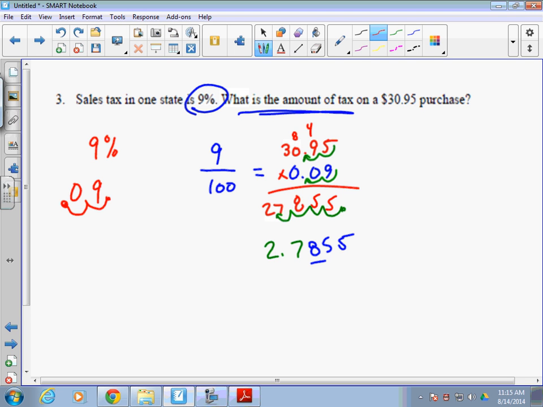Okay, so we have 2.7855. Remember, you can't go past that hundredths place. So you guys know how to round by this point. You look at the number behind it, 5. You remember 5 or higher means to round up. So 2.78 becomes $2.79, which is your tax on a $30.95 purchase.